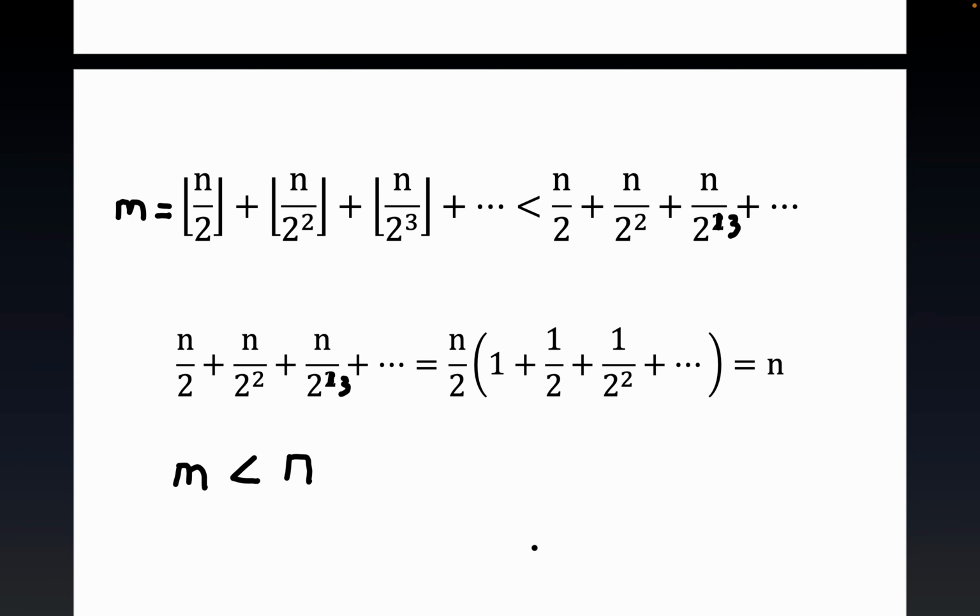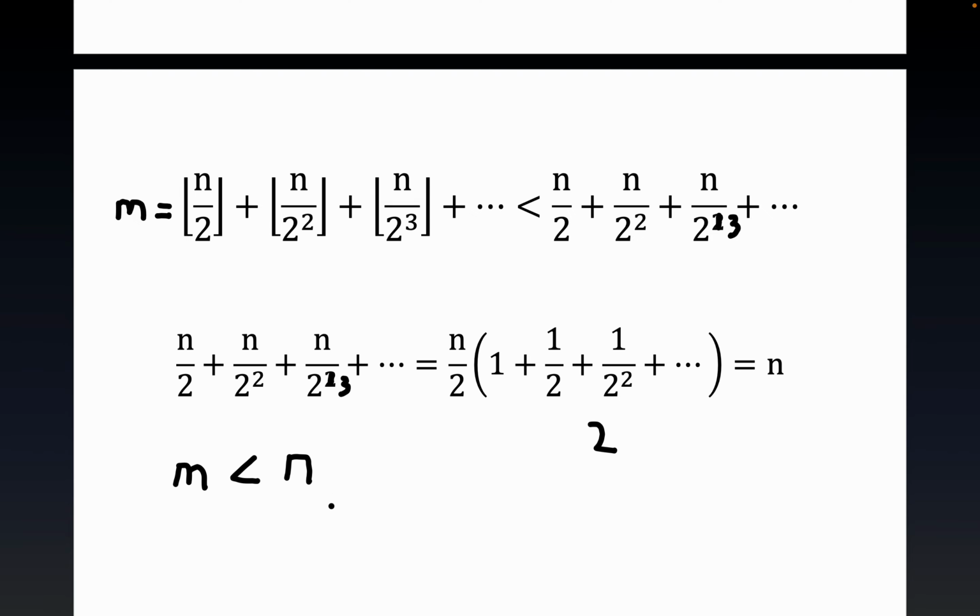But anyway, what I did is notice that you could factor out an N over 2. But notice what we get here. This is a well-known object, called a geometric series. And so this parenthetical quantity right here is just equal to 2. You guys remember 1 plus 1/2 plus 1/4 plus 1/8 and so on, ad infinitum, just adds up to 2. So that's how this all cancels out and you get M is less than N.